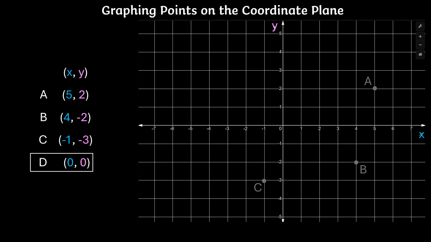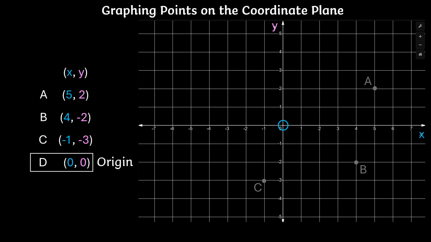Point D is a special ordered pair because both the x and y coordinates are 0. 0, 0 is the ordered pair for the origin, or the starting point of a coordinate plane. When the x-coordinate is 0, we don't move left or right on the x-axis. The x-coordinate is located in the center of the x-axis.